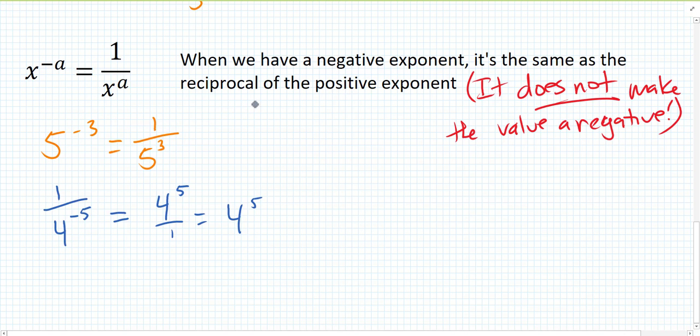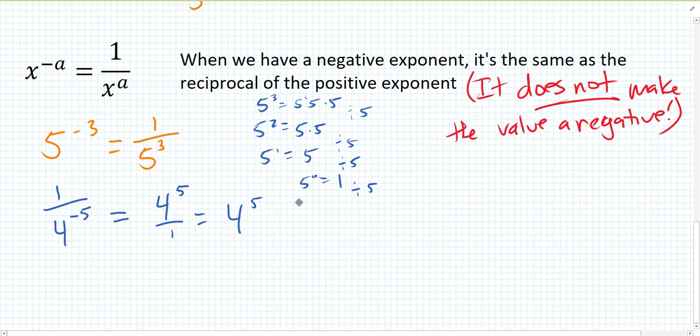Okay, and we learned this because we noticed the pattern. 5 to the power 3 is just really 5 times 5 times 5. And then 5 to the power 2, we're just dividing by 5. So that's going to be 5 times 5. 5 to the power 1 is just 5, because we're dividing by 5. Divide by 5 again, 5 to the power 0 is 1. Divide by 5 again is going to be 1/5. Divide by 5 again is going to be 1 over 5 to the power 2, and so forth. Okay, so hopefully this quick review helps us out.